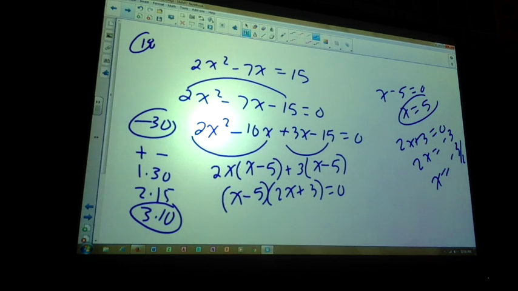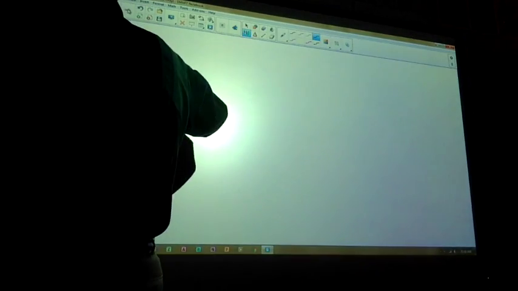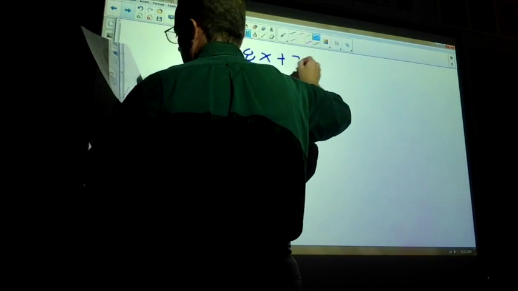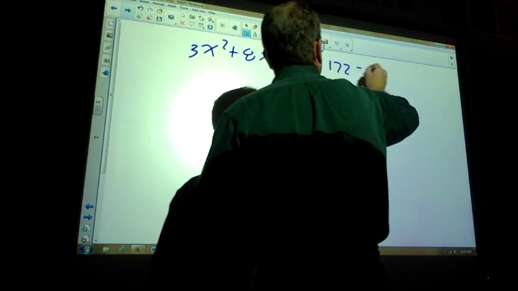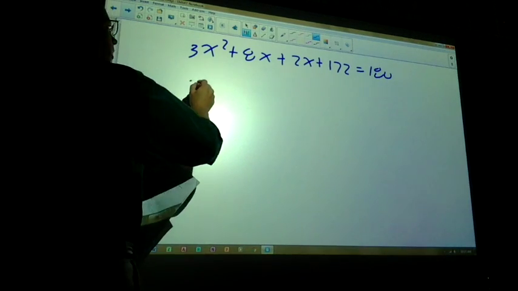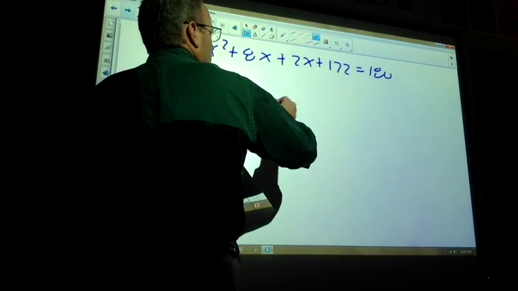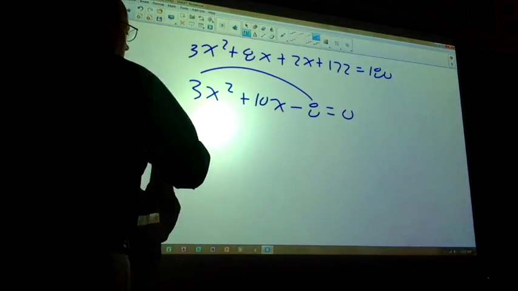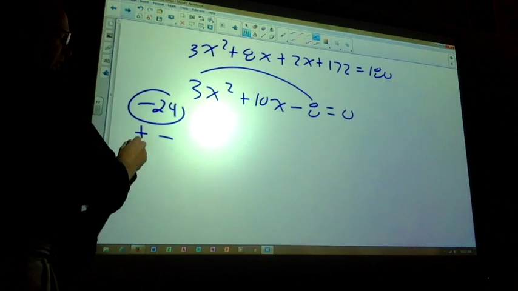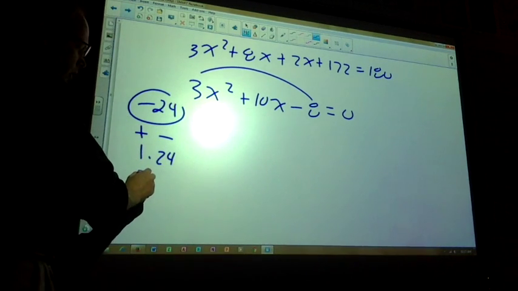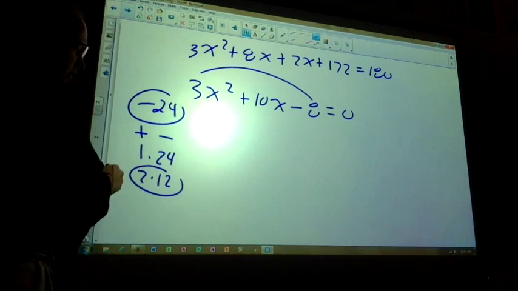All right? You do 19? So number 19, those two angles add up to 180. So I get 3x squared plus 8x plus 2x plus 172 equals 180. Let's bring everything over, set it equal to 0, combine any like terms. So I get 3x squared plus 10x, and if I bring over minus 180, I get negative 8. My magic number now is negative 24, so I have alternating signs. I have 1 and 24, I want the factors, one positive, one negative, that add up to 10. 2 and 12, I could stop there. It's going to be those.